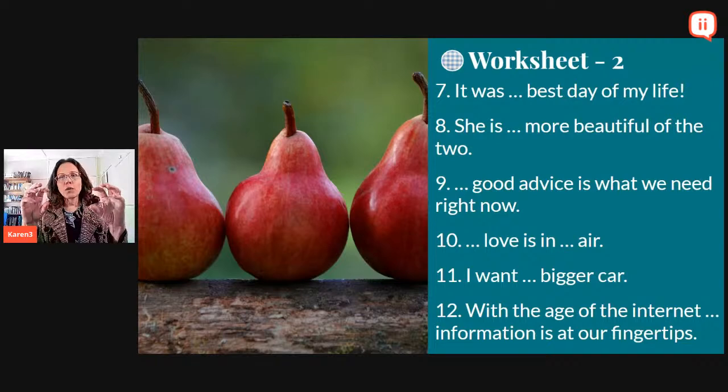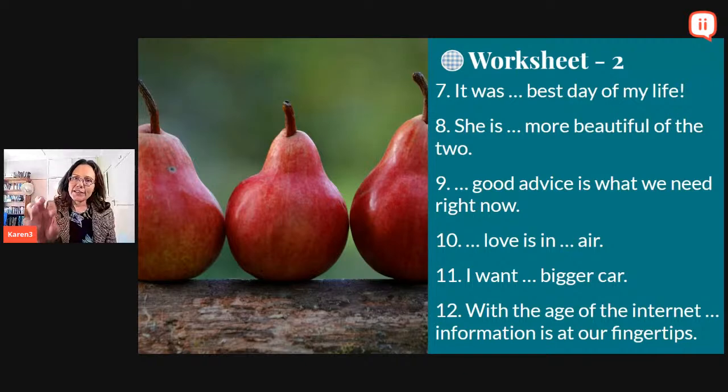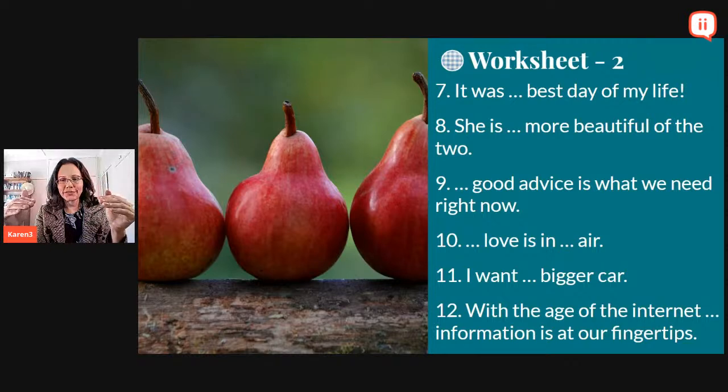So number 11, I want a bigger car, because you're talking about any car. The has to be specific and only when you're comparing two things. Remember, bigger is a comparative. Ah, good. Well done. Thank you, Braj. Bigger is a comparison. So you want to use either a or the, but the you will only use when you are comparing two things. Is that clear? Or when you're talking about a specific group of lions. So, I want a bigger car.